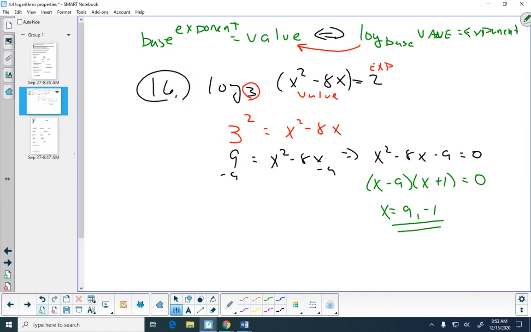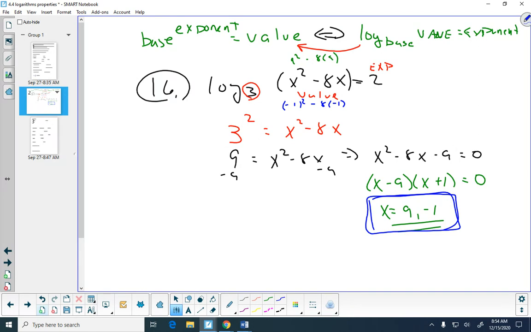Now what we need to make sure of is, as we talked about last Friday, we cannot take a logarithm of a negative number. So we need to check to make sure that doesn't occur. Well, this would be 9 squared minus 8 times 9. So we have 81 minus 72. We're positive there. If I throw a negative 1 in, we have negative 1 squared minus 8 times negative 1. So we'd have 1 plus 8, which gives us positive 9. So both of those would be workable solutions. Other questions?